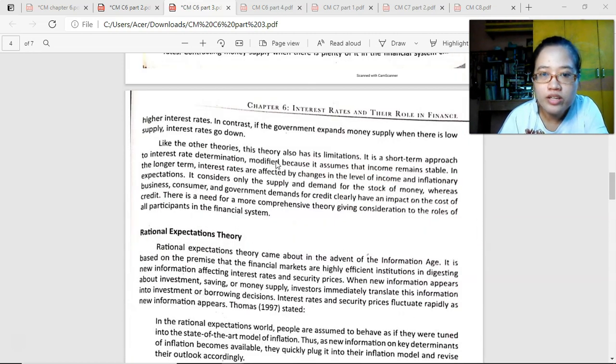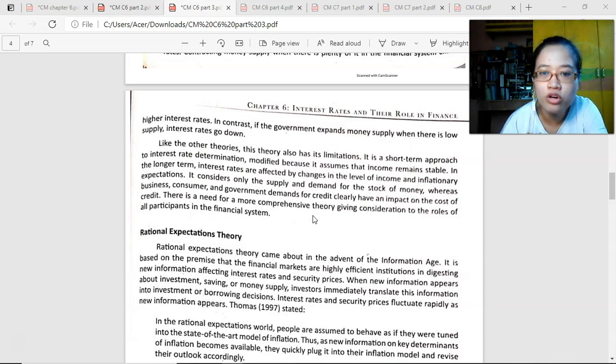Like the other theories, this theory also has its limitation. It is a short-term approach to interest rate determination because it assumes that income remains stable. In the longer term, the interest rates are affected by changes in the level of income and inflationary expectations. It considers only the supply and demand for the stock of money, whereas business, consumer, and government demands for credit clearly have an impact on the cost of credit.